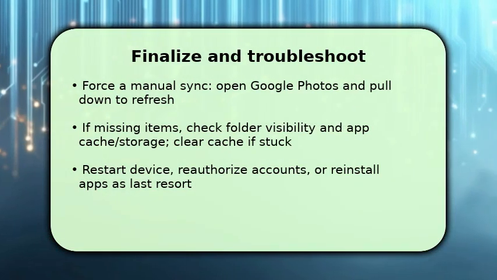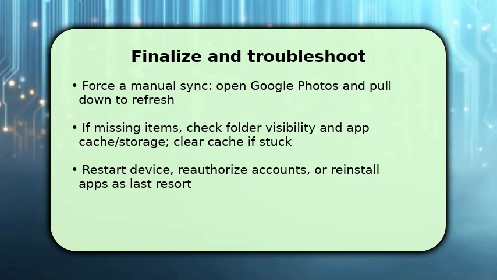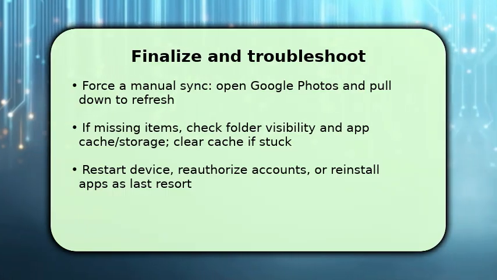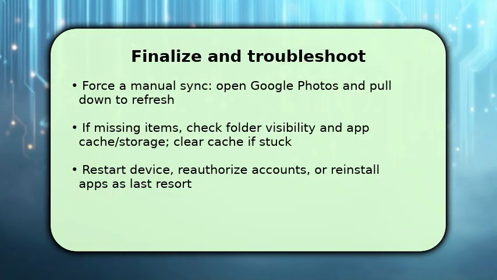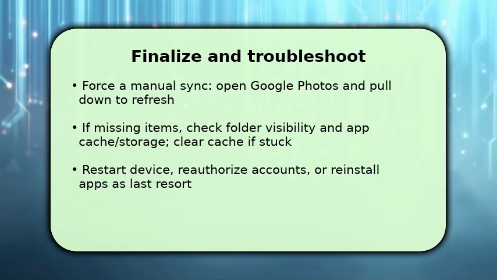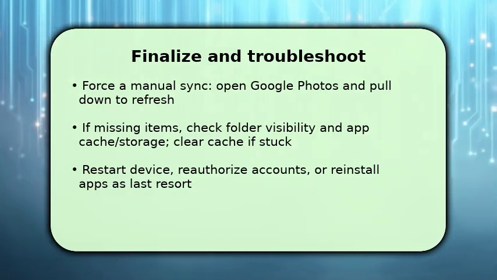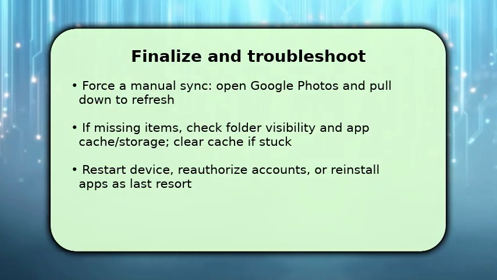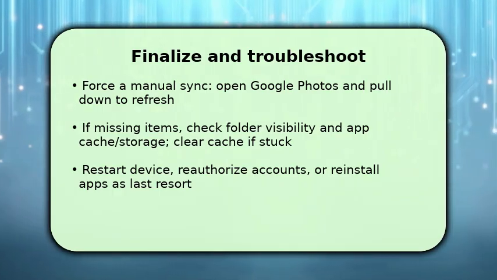Finish by triggering a manual sync and verifying files appear in Gallery. Open Google Photos and pull down to refresh, then open Gallery to confirm. If images are missing, make sure those folders are set to show and check app cache and storage usage. Clearing cache can unstick uploads. Also verify account sign-in and background permissions. If problems persist, restart your phone, reauthorize the Google account, or reinstall the apps. These steps resolve most sync conflicts quickly.